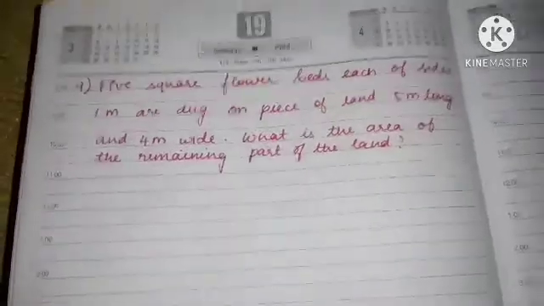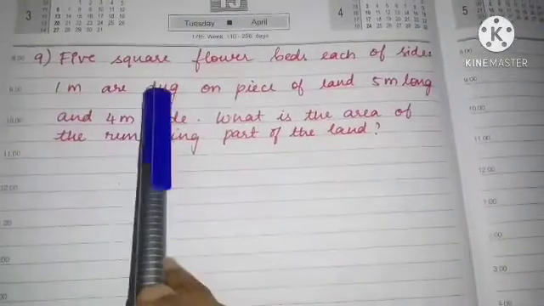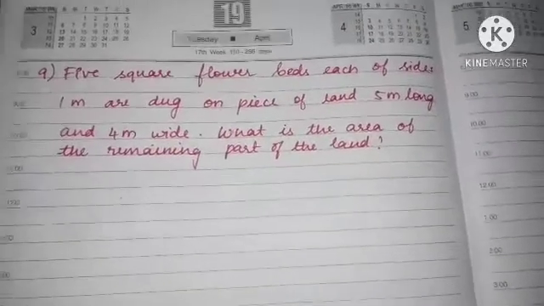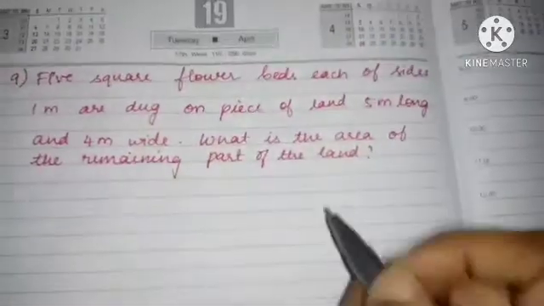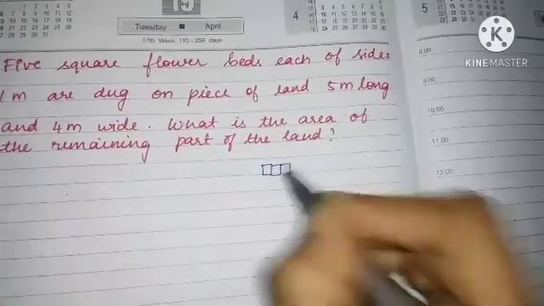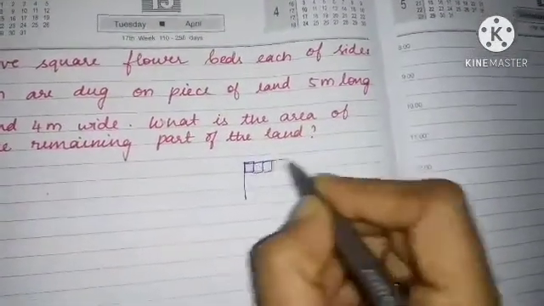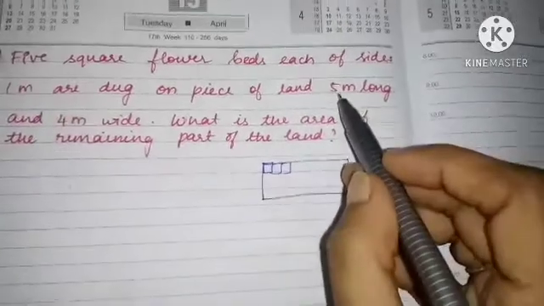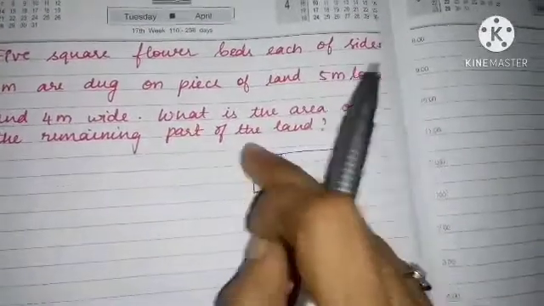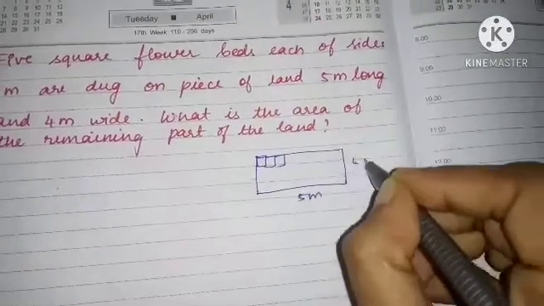Okay. Next is your 9th problem. What is the question? 5 square flower beds, each of sides 1 meter, are dug on a piece of land 5 meter long and 4 meter wide. Flower beds means what? You can see some grass in the shape of a rectangle or square, right? That is fixed on a land, and that land is in the shape of a rectangle. What is the length and breadth of that land? 5 meter long and 4 meter wide.